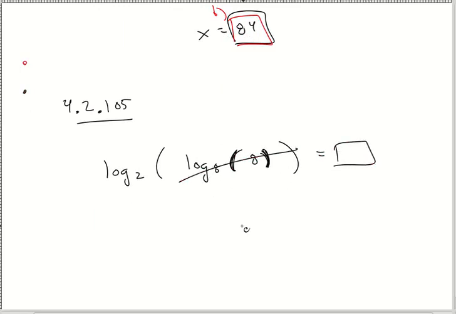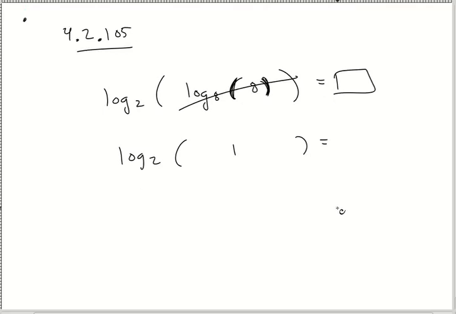Well, first off, the 8's cancel, and you're like, okay, we're done. Whoa, whoa, whoa. It cancels to make a 1. And log of 1, it does not matter what base it is, log of 1 is always equal to 0. Always. Well, there you go. We're done. Let's do something else that's similar.